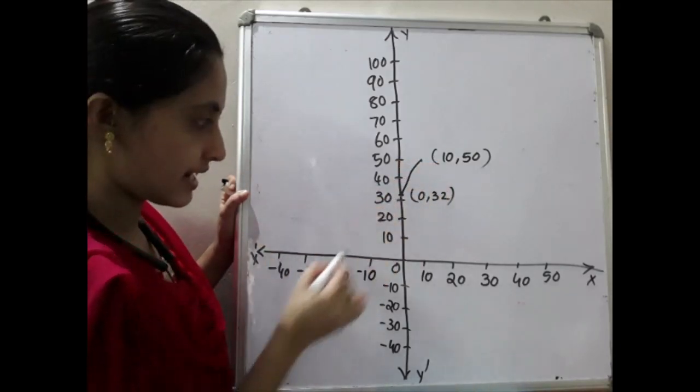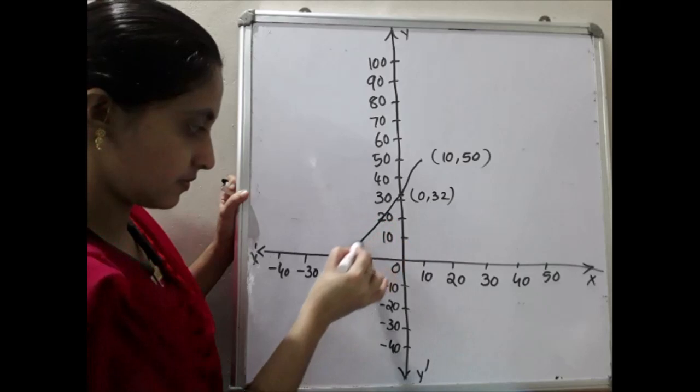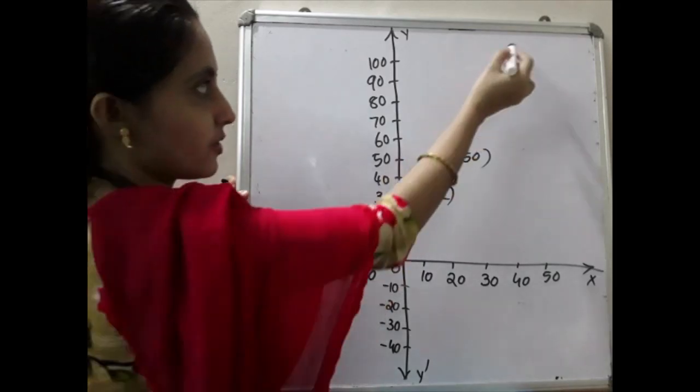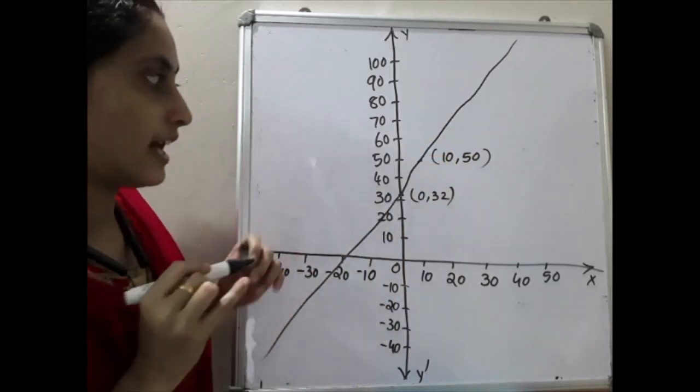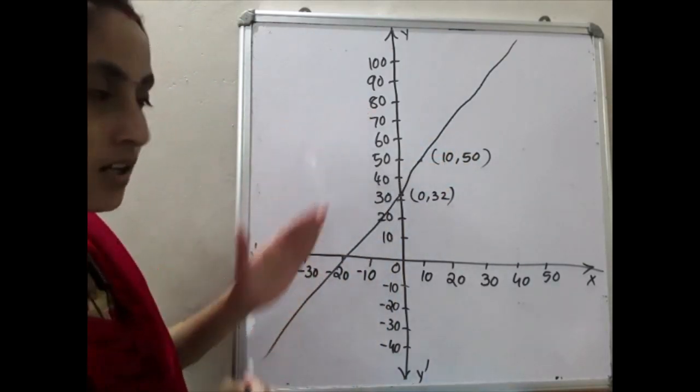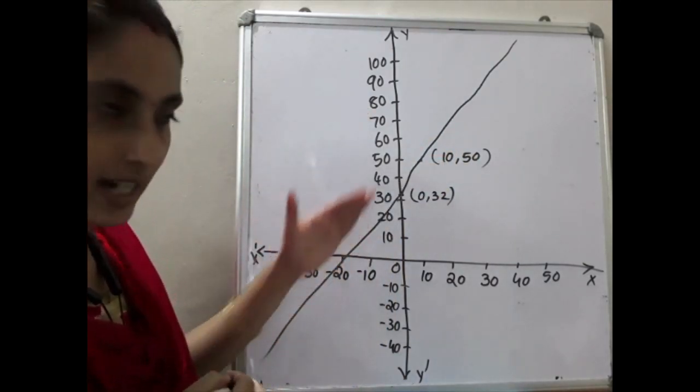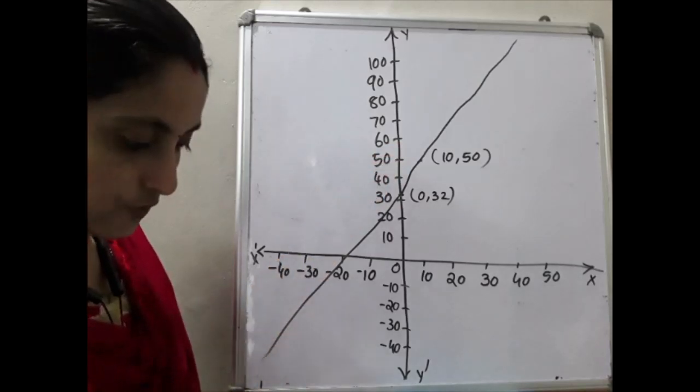Now you have to join these points, and also extend this line. Okay. Likewise you have to draw. This is the relationship between C and F. That's the graph. Okay. So what is the first question?